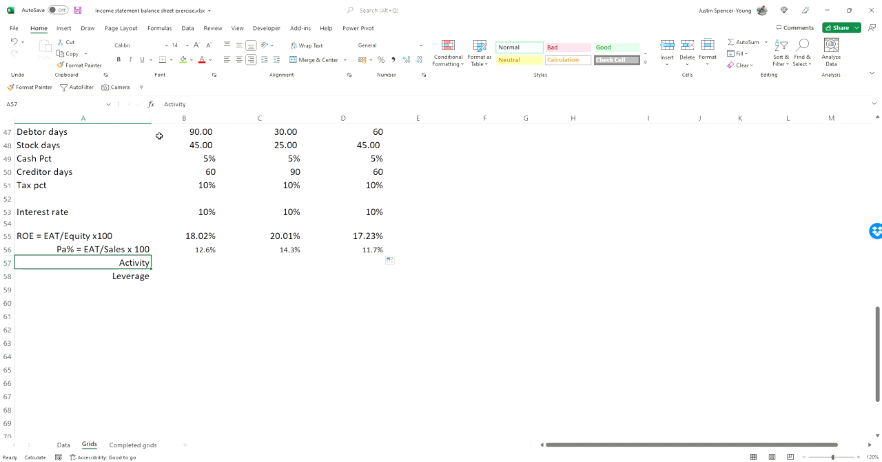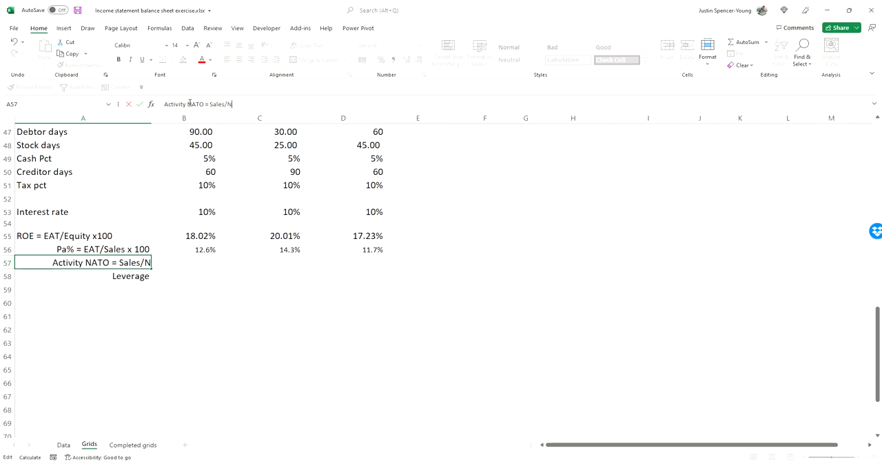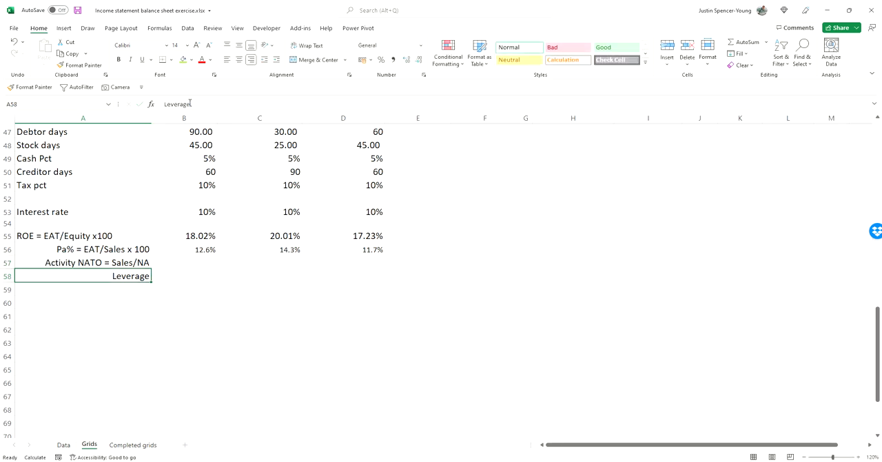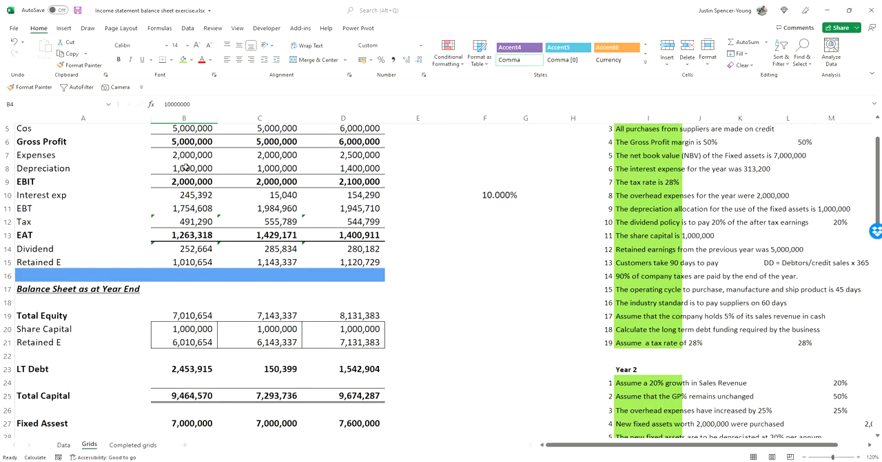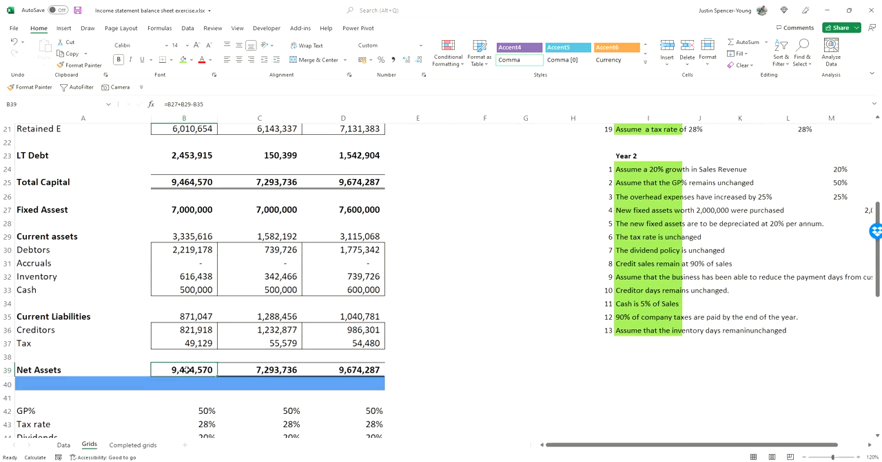Activity is a terminology that I give to a business to imply that you want to have lots of activity going on. But the formula that we're actually doing here is called the net asset turnover rate. And net asset turnover rate is a function of taking the sales and dividing it by the net assets in the balance sheet. It's as simple as that. Sales over net assets. And what we're doing here is we're measuring the business's ability to generate sales based on the amount of assets used in the operations.